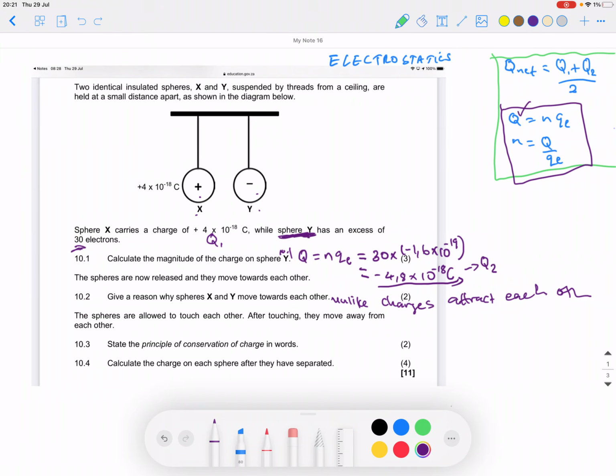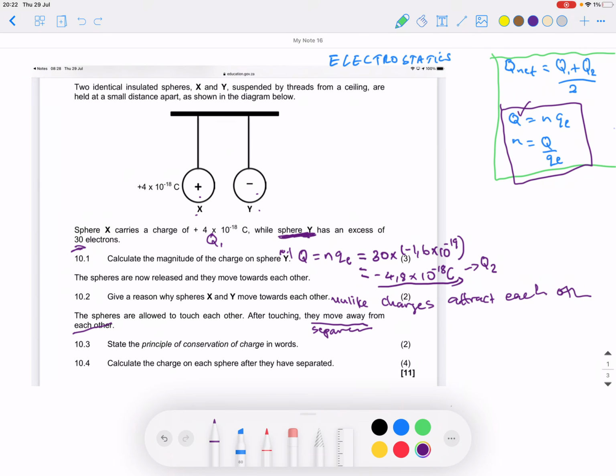Then the spheres are allowed to touch and then they move away. That means they're separated. So the moment we talk about touching and separation, we go to the principle of conservation of charge. The two spheres are going to touch, then they move away. They share the charge equally. Now they each have a new charge. Now they say state the principle of conservation of charge. They actually gave you a clue here by saying state the principle, because they're telling you you're going to use that principle to calculate the new charge.